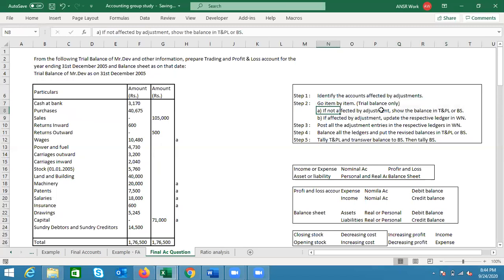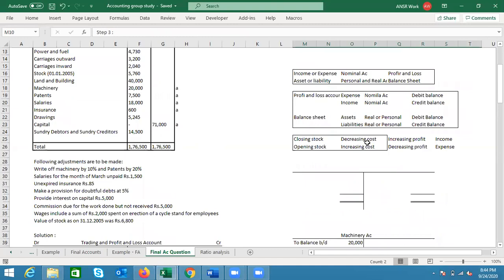And I'm not referring to the adjustments here. Adjustments, I'm referring to in step 3. What it says is, post all the adjustment entries in the respective ledgers in working note. I have already told you before. Now I'm also telling you.